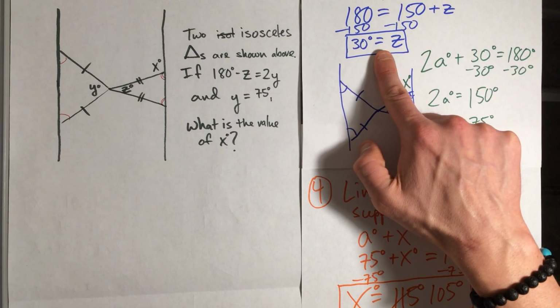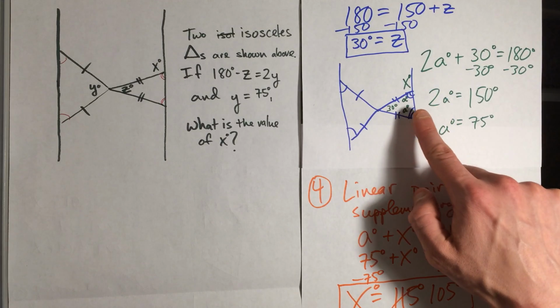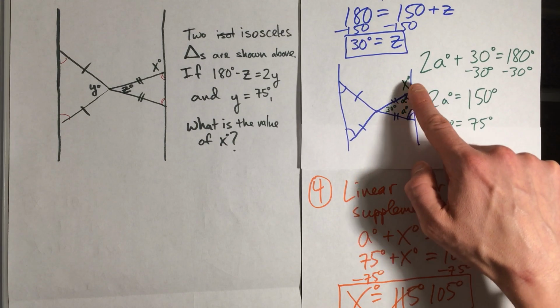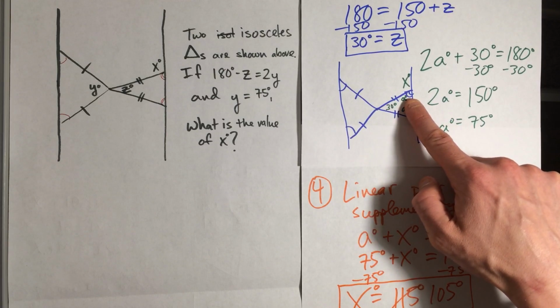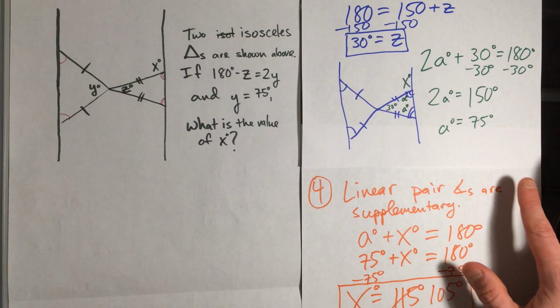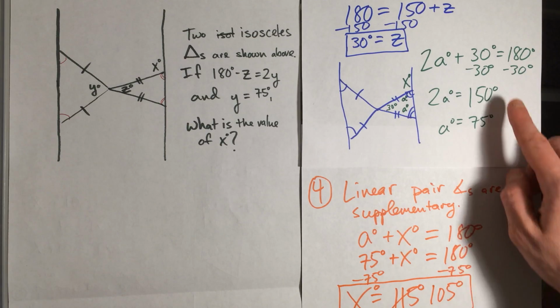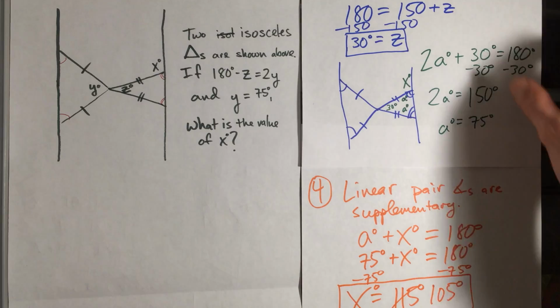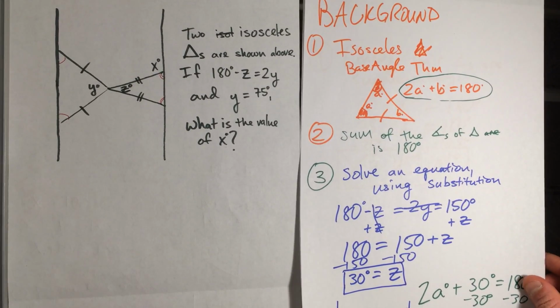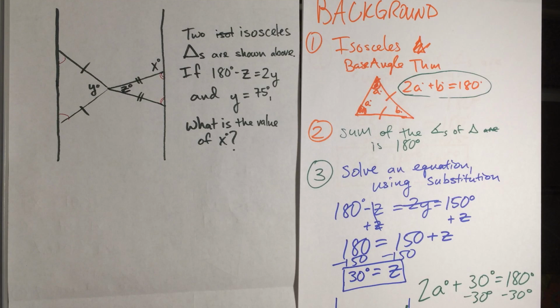We solved first for z doing this way. Then we solved for this angle we called A, which is a linear pair with our angle of interest, angle x. So we had to do this twice, probably three times. And so that was the trick with this one. The background knowledge is minimal, but you had to apply it repetitively. Resiliency was the big trick of this problem.